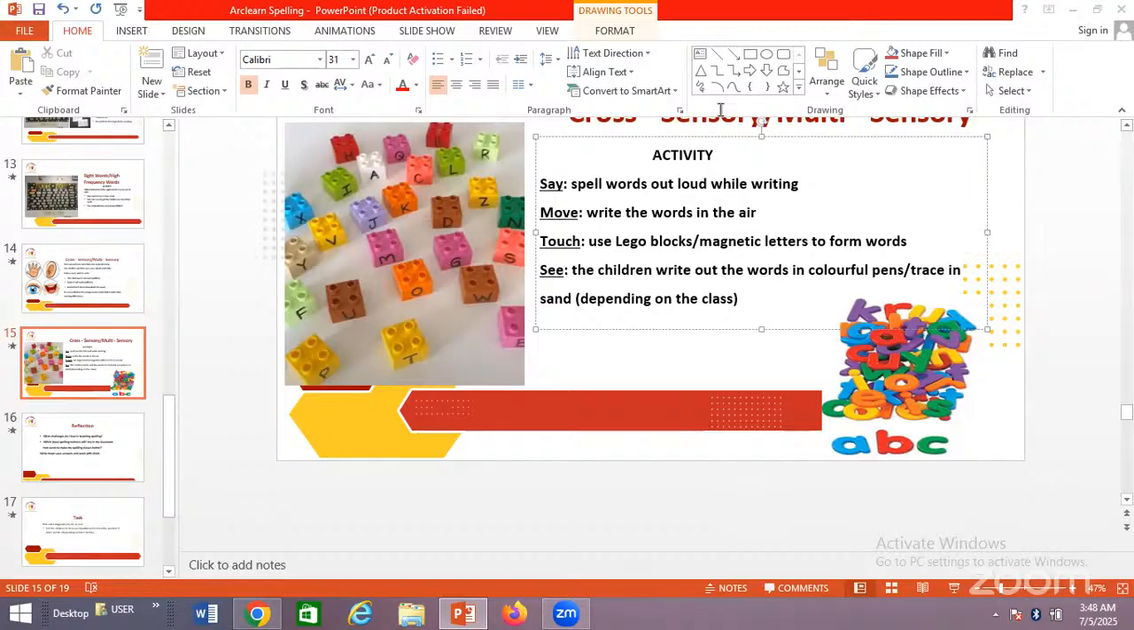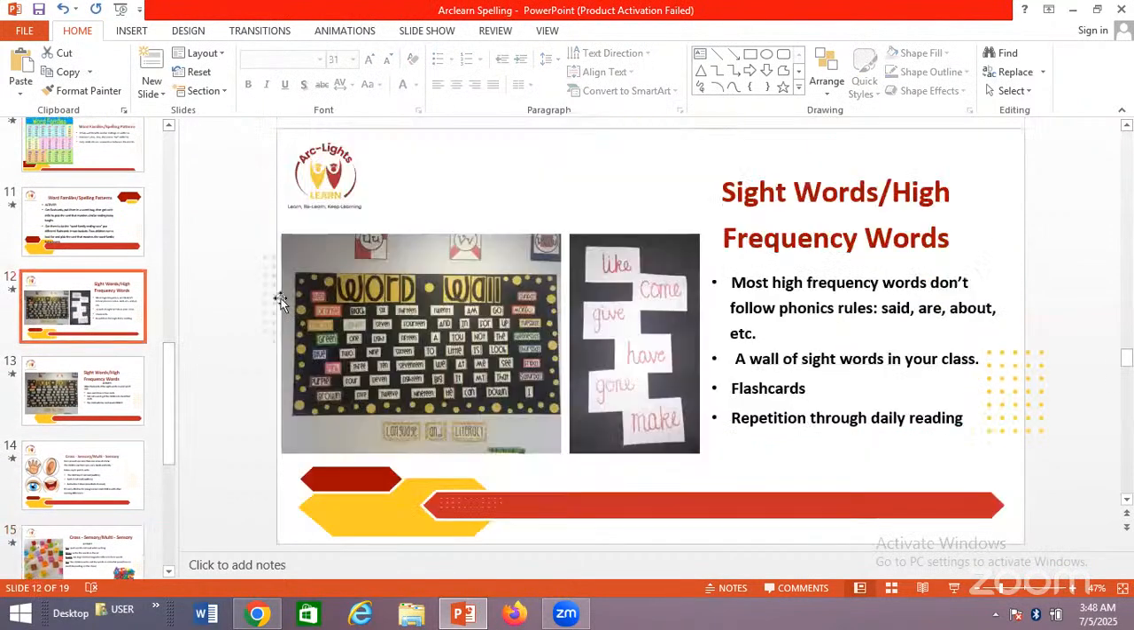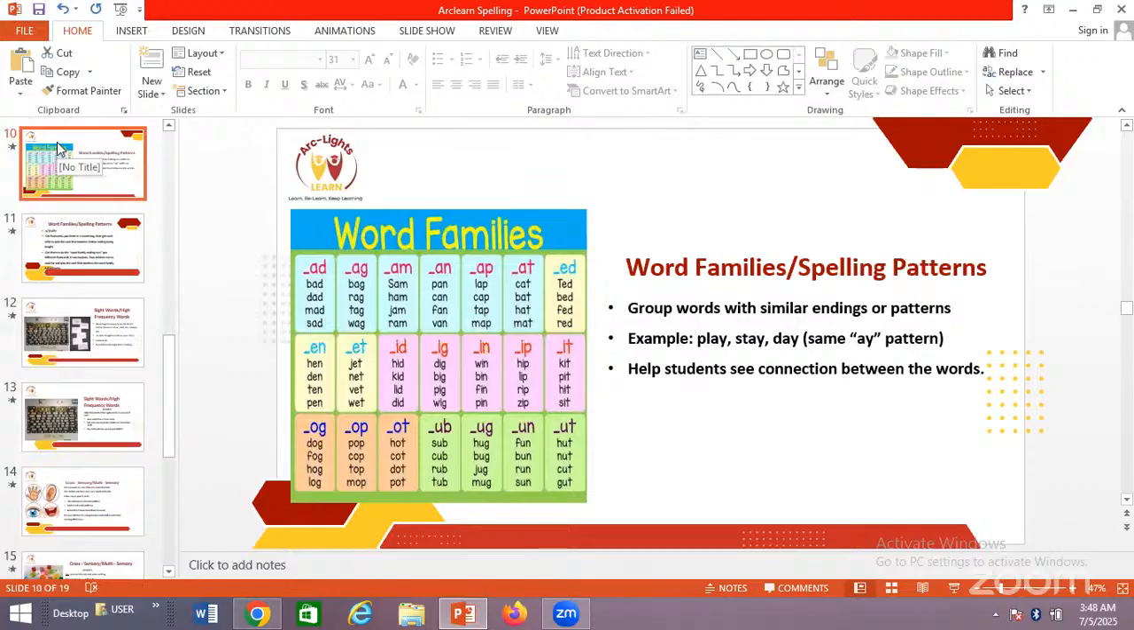Now we talked about word families. How do you think that will help also in spelling? How do you think word families will help in spelling? Let me go back to word families. I hope my time is not up yet. So these are the word families or spelling patterns. They usually have the same or similar ending. So how does this help in spelling? How does word family help in spelling?